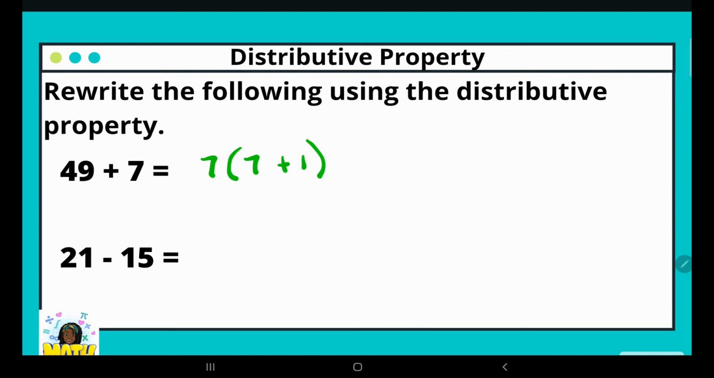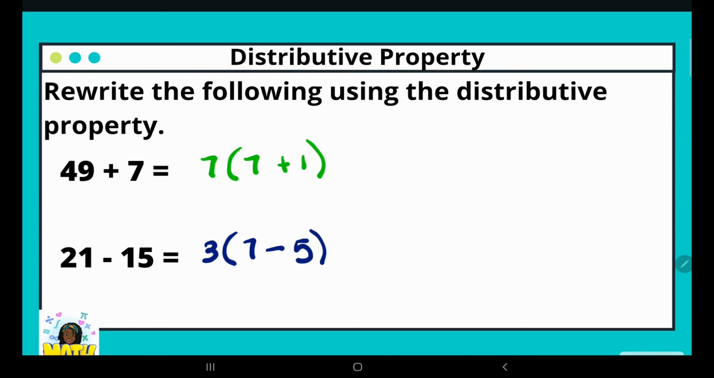Now let's do the same thing for 21 minus 15. What is my greatest common factor here? This is a good place to pause the video and actually think about this problem. If you said the number 3, you are absolutely correct. So 21 divided by 3 is 7, and 15 divided by 3 is 5. So here, my final answer is 3 times the difference of 7 and 5.